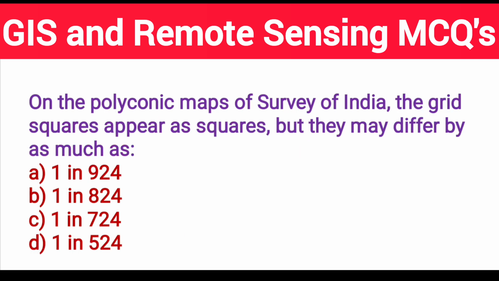Next question, on the polyconic maps of Survey of India, the grid squares appear as squares, but they may differ by as much as option A, 1 in 924, option B, 1 in 824, option C, 1 in 724, option D, 1 in 524. So the correct answer is option B, 1 in 824.